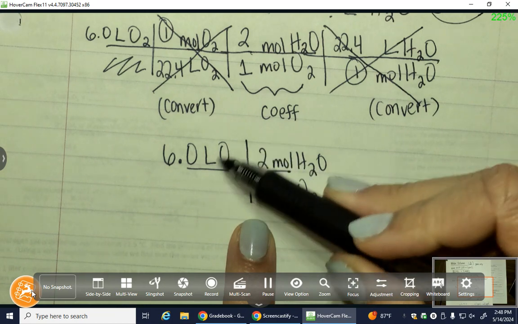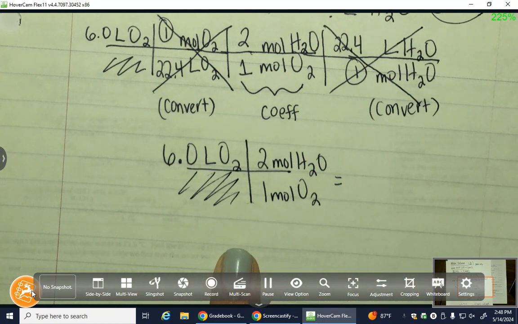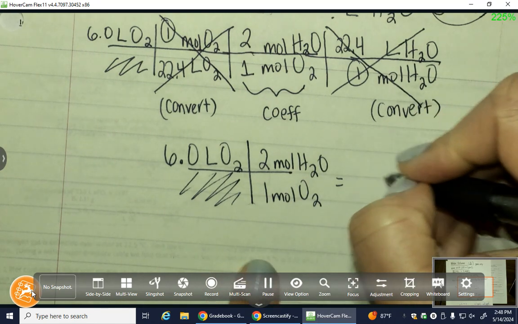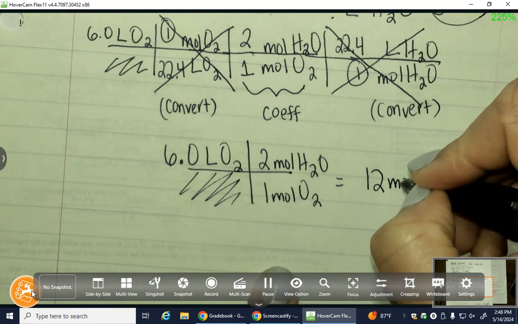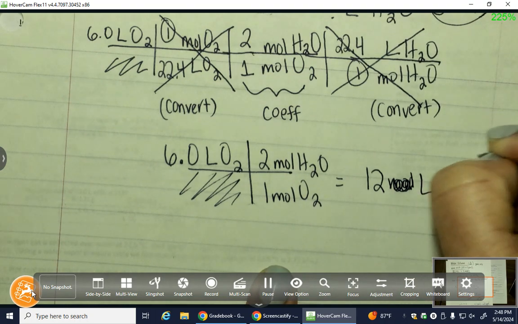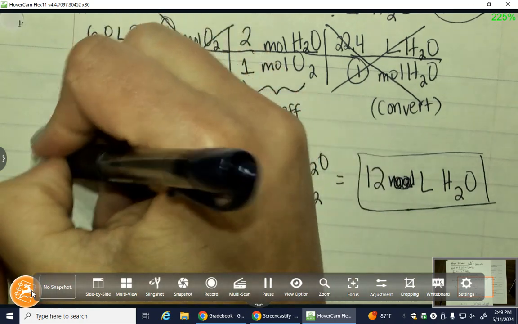What's the answer to this right here? Not quite. Almost. Other way. 12. Yep, you're good. All right, so 12 moles, 12 liters of water. Okay, so we got it? And that's how to shorten that up. Okay, so that was what I wanted to show you for number 11.